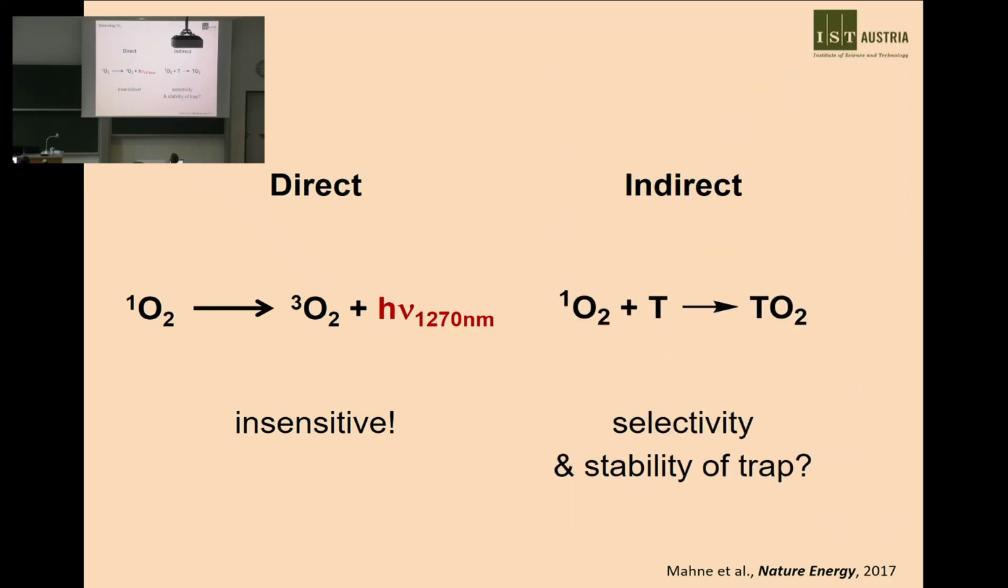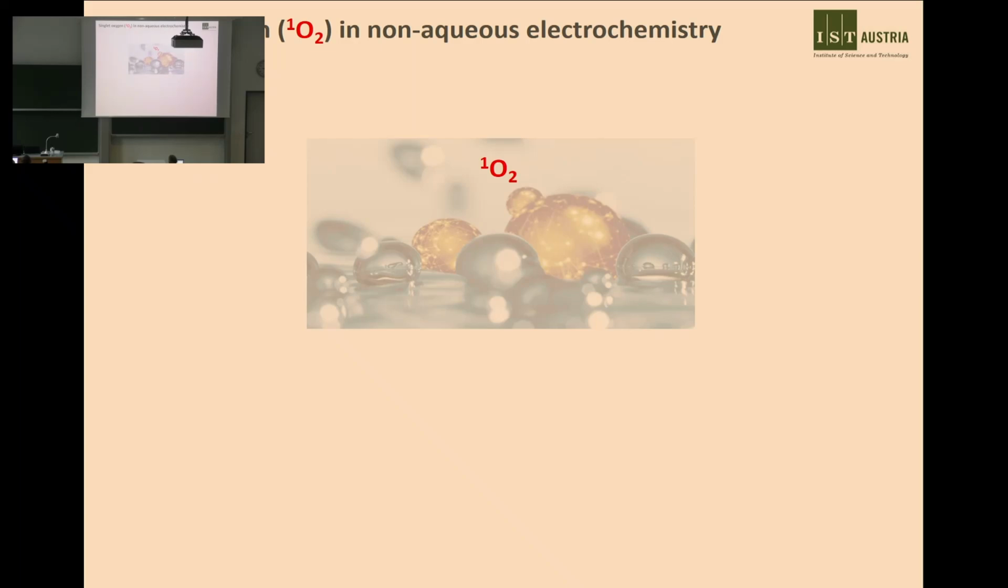But we wanted something first easier to use and more sensitive. And so the other way is that we expose a trap for singlet oxygen, which has to be selective and stable and sensitive and so on, which was quite a difficulty to find, but we found something. And so then when this reaction happens, we can look at disappearance of this or appearance of this by various spectroscopies. And so by establishing these tools, then we looked at many aspects of singlet oxygen in non-aqueous electrochemistry.